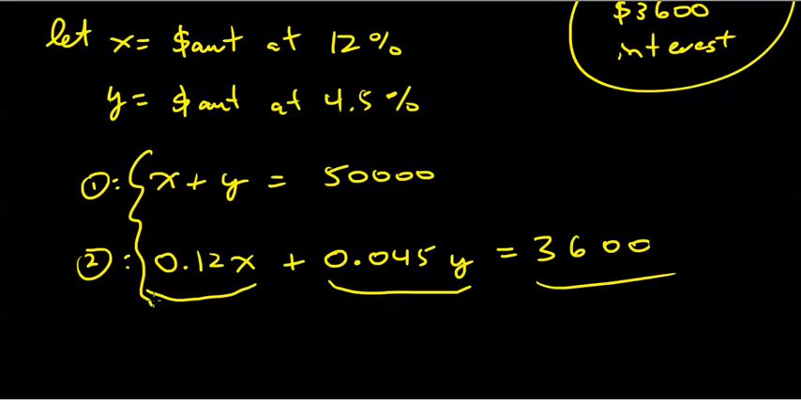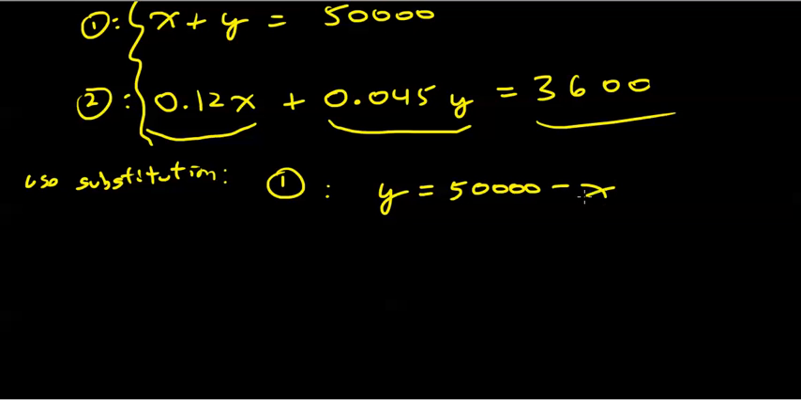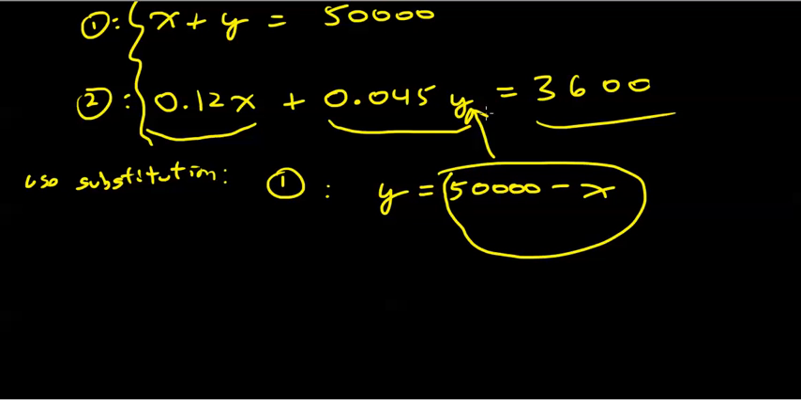All right, that gets us a 2x2 system, which may be a little bit cumbersome to solve. Well, if we don't panic, I think we'll be okay. I think I can easily use the substitution method here, because this first equation is very easily solvable for one or the other variables. In equation one, I'm going to solve for y. So y is then 50,000 take away x.